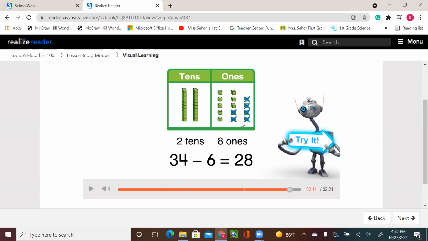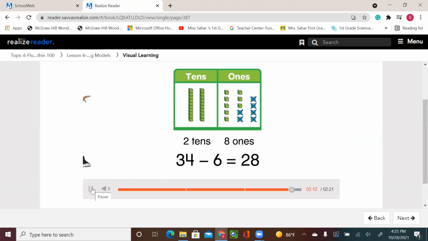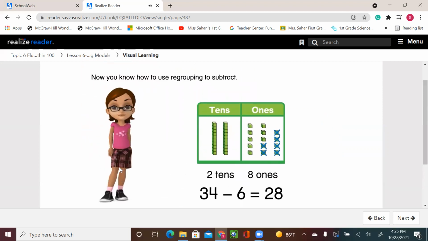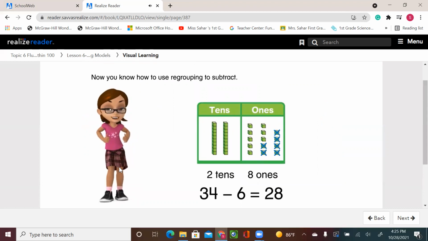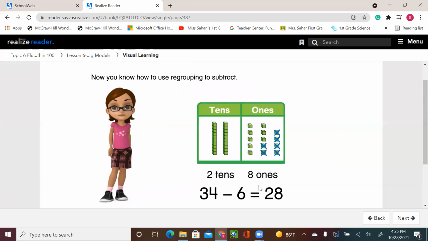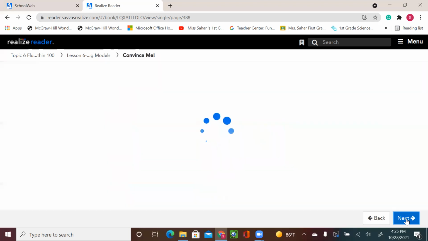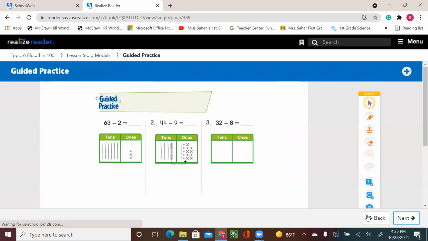If I cross away 6 and count how many I have in the ones, I now have 8. So 8, and I have only 2 tens left. All right. Now you know how to use regrouping to subtract. All right, so let's go to our independent practice. The guided practice first. Subtract. Use place value blocks, draw blocks to show your work.